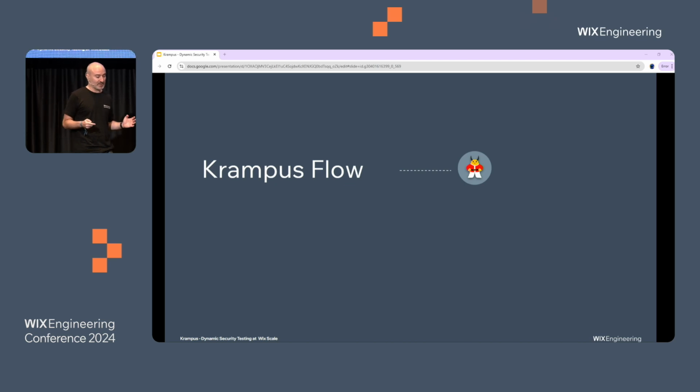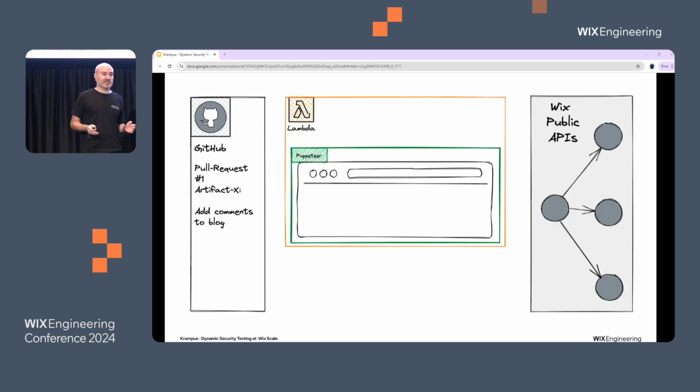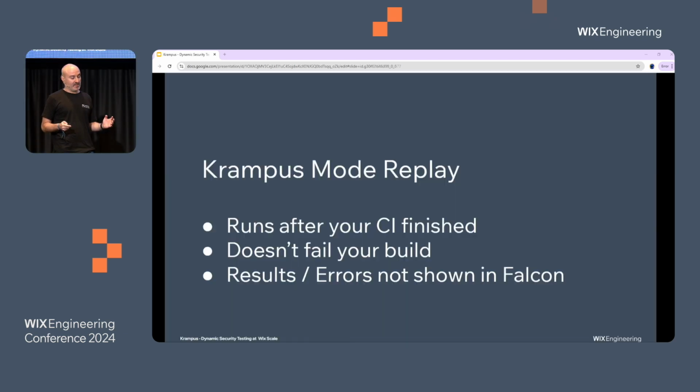So where does Krampus come in? Krampus listens to events from the Sled infrastructure, and for some tests, it will replay them in a special Krampus mode in a separate Krampus environment, also AWS Lambda-based. It's important to note that it runs after your CI build is finished. It doesn't fail your build, and you don't see the results of Krampus. It's a separate system, so it doesn't really interfere with your CI.